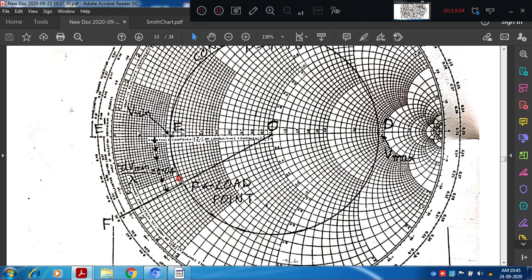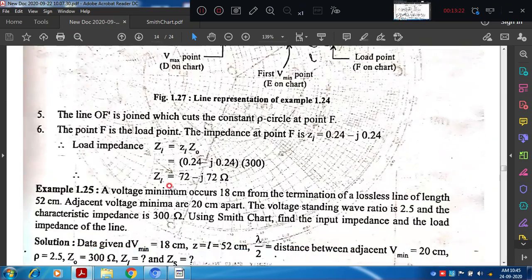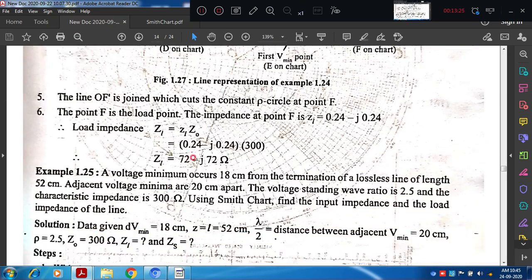See, it cuts at this constant rho circle. We need to see exactly where it cuts the circle. At that point we have the arc as well as the resistance values. For this, the resistance value is 0.24, as well as 0.24 arc also. The minus sign is because it is the lower half of the Smith chart, right?